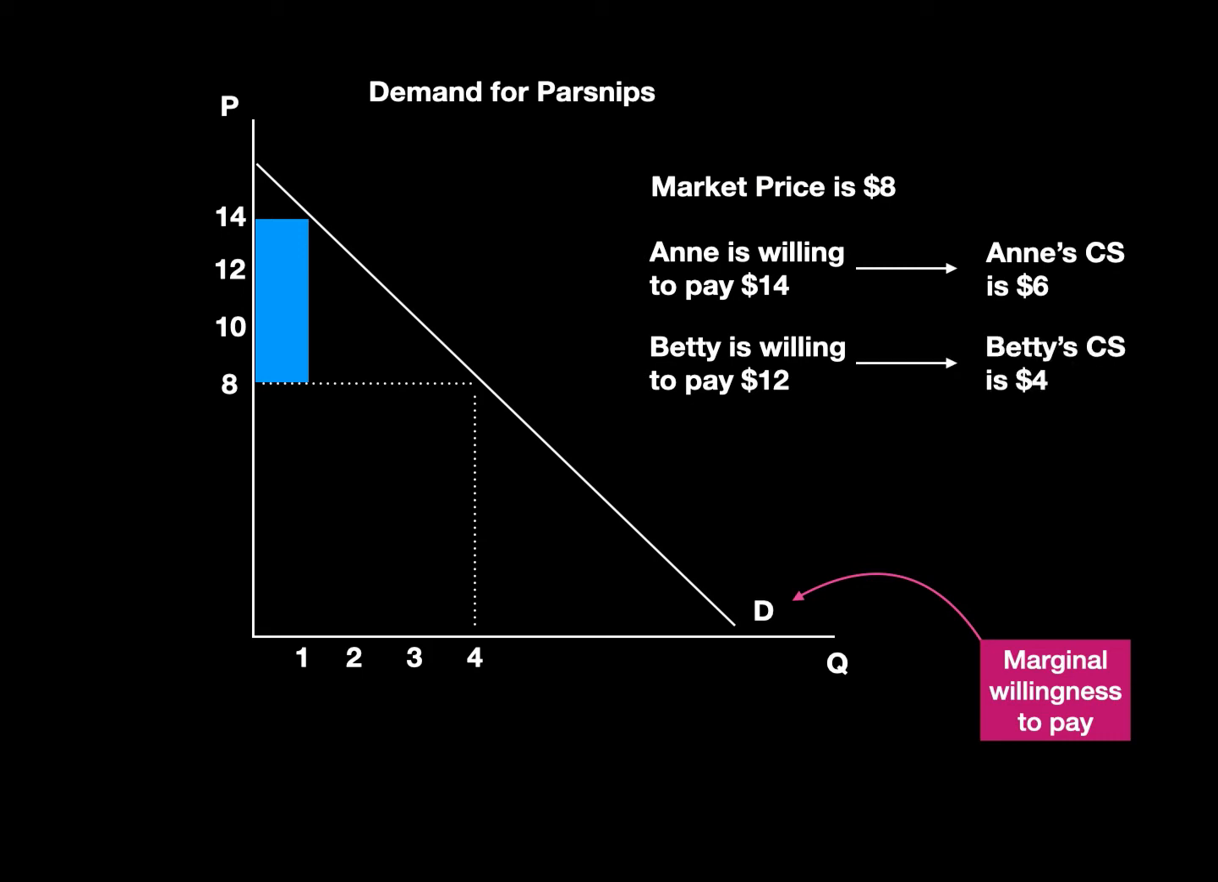Her consumer surplus is the difference between her willingness to pay and the market price of $4. Once again, her consumer surplus is the area below the demand curve and above the market price. Betty's consumer surplus is her gains from trade. If Carl is a consumer that is willing to pay $10, what is his consumer surplus?